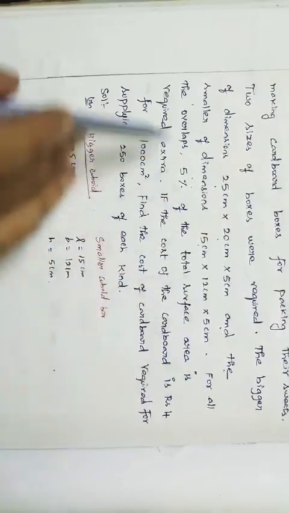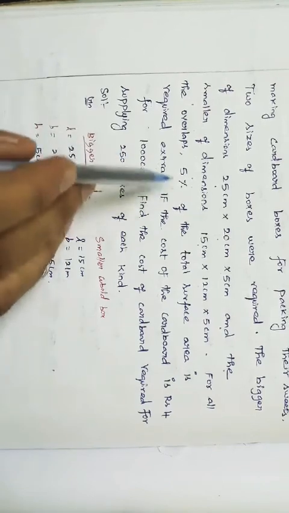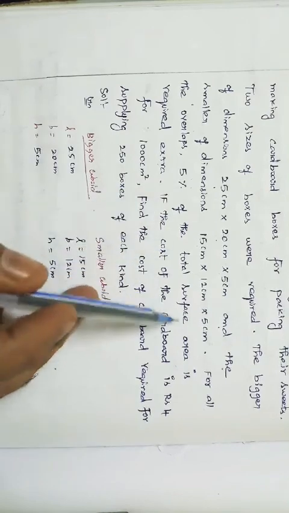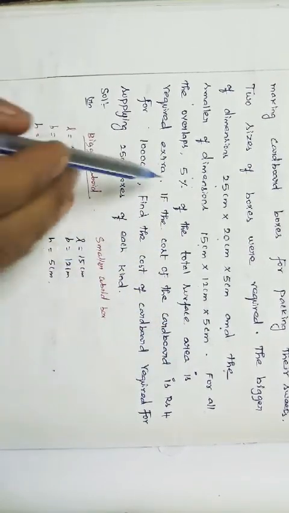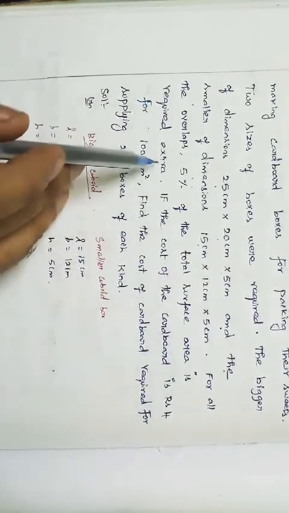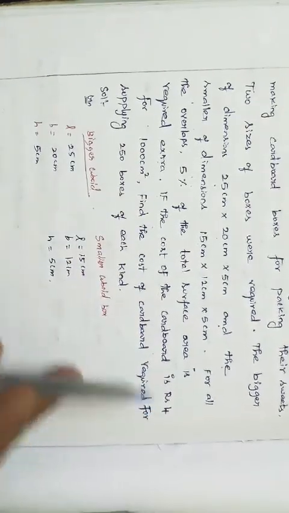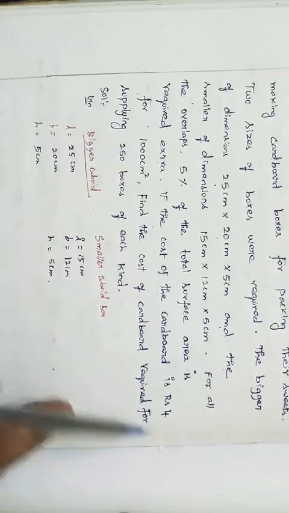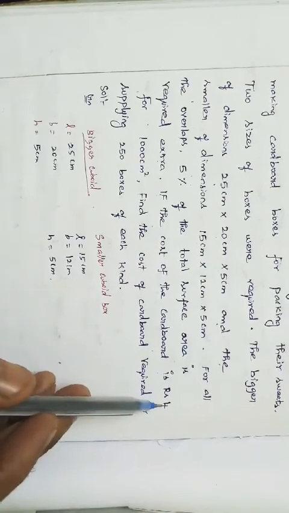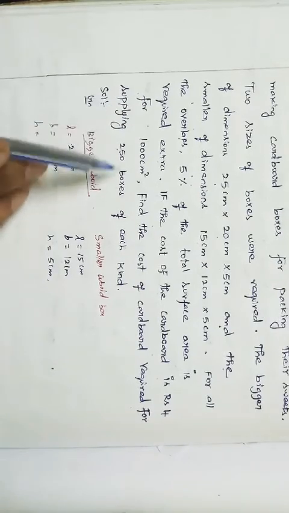So for all the overlaps, while we are closing the box we need some overlap, right? So how much total surface area of cardboard is needed? 5% is needed extra for the total surface area of the boxes. How much percentage is needed? 5% of the surface area is required extra, right? And moreover, if the cost of the cardboard is rupees 4 for 1000 centimeter square, not for 1 centimeter square, it is 1000 centimeter square, the cost they are charging is 4 rupees, right? And next, find the cost of the cardboard required for supplying 250 boxes of each kind.